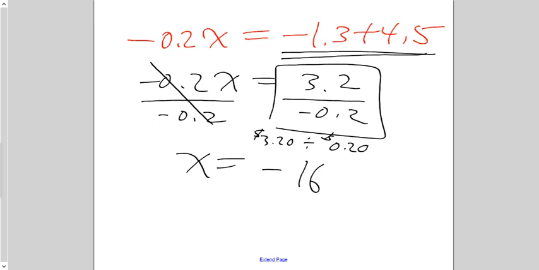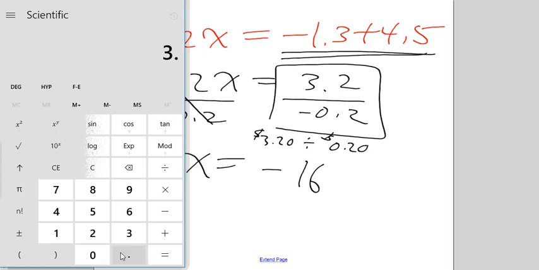That's just using my understanding of what division of decimals means in the context of money. And if you grab your calculator and ask what 3.2 divided by 0.2 is, the answer is still 16. So your answer is negative 16.